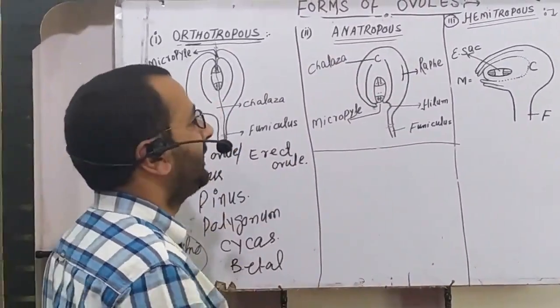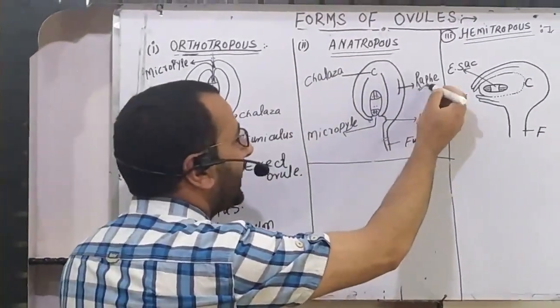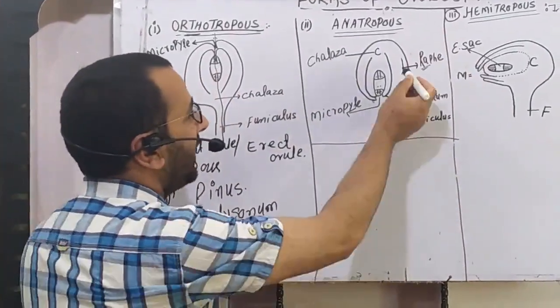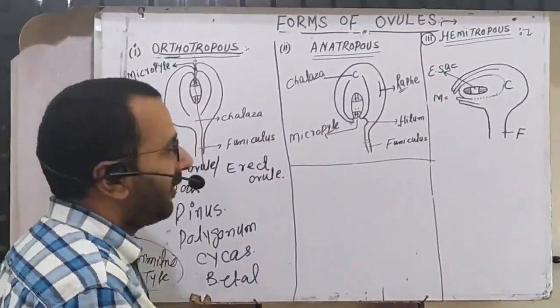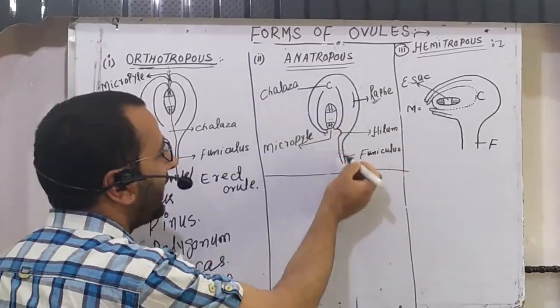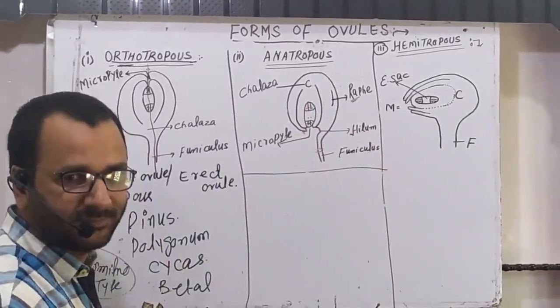Plus, in this type of ovule, you can see there is raphe, which is the longitudinal, lengthwise fusion of funiculus.